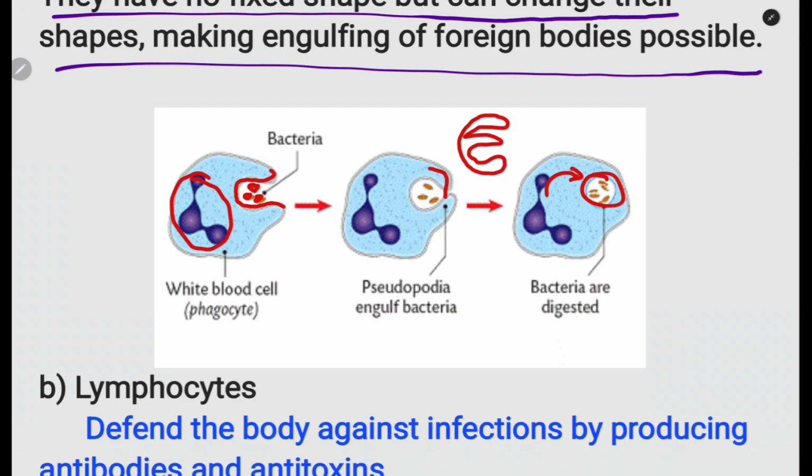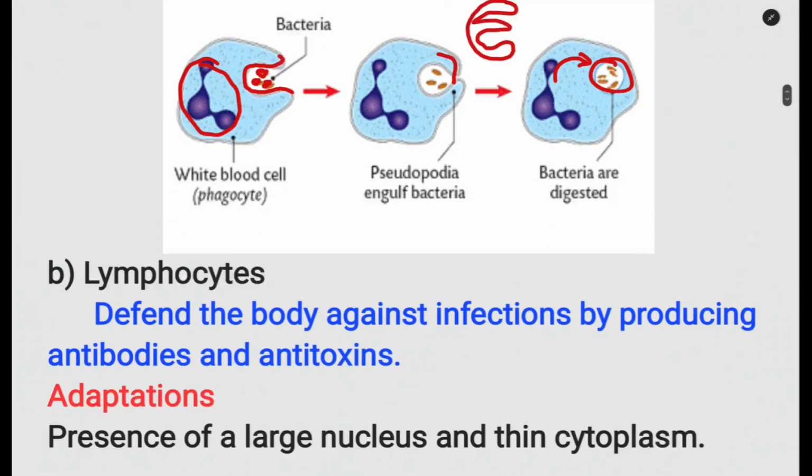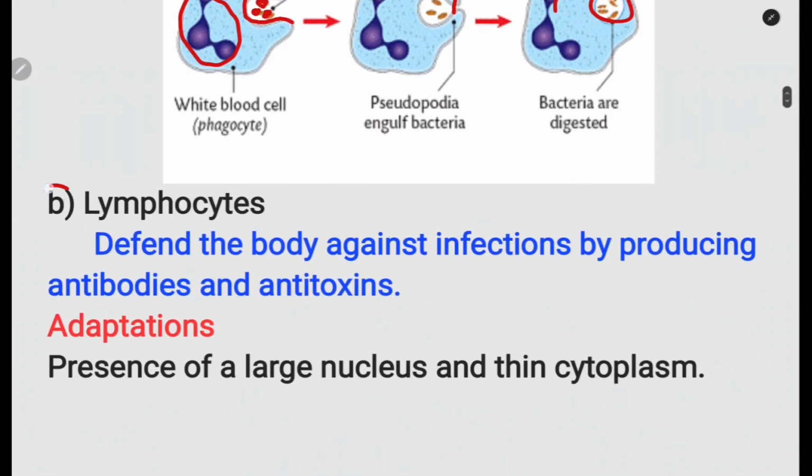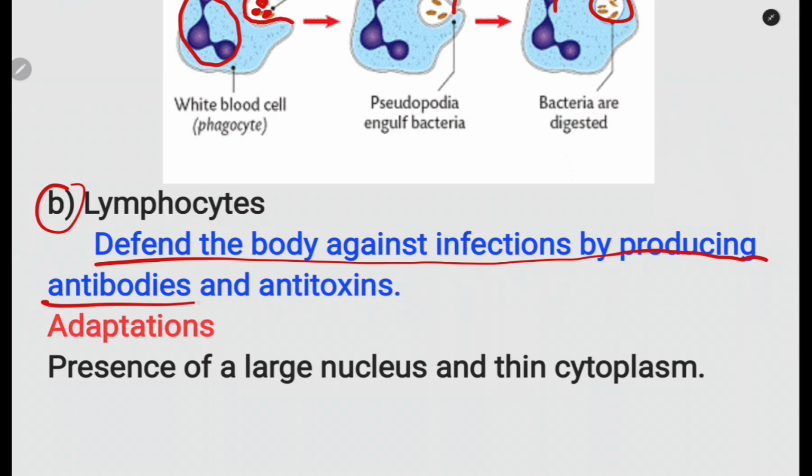You should be able to identify these. The other type that we can look at is called lymphocytes. Lymphocytes are still white blood cells, but they defend the body against infection by producing antibodies and antitoxins.